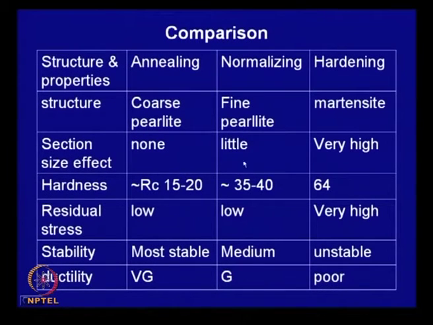And this is a quick summary. If you look at annealing, normalizing and hardening, these are the characteristic structures listed here, and maybe next class we will look at them in a little more detail. Also we will look at the process of austenitization, which is quite important.